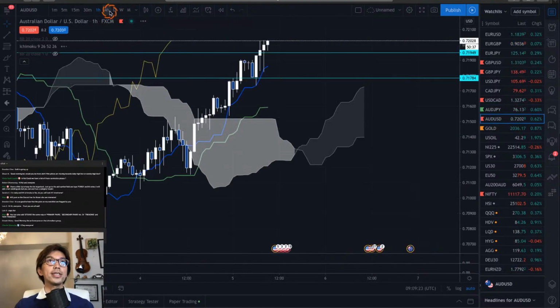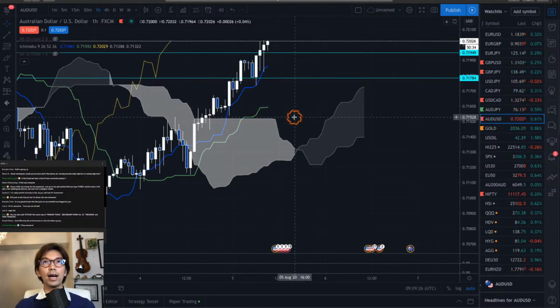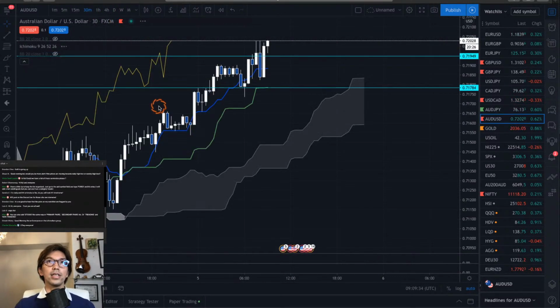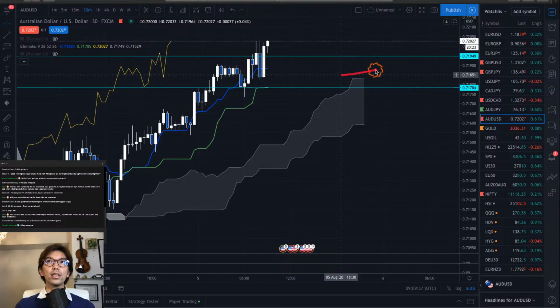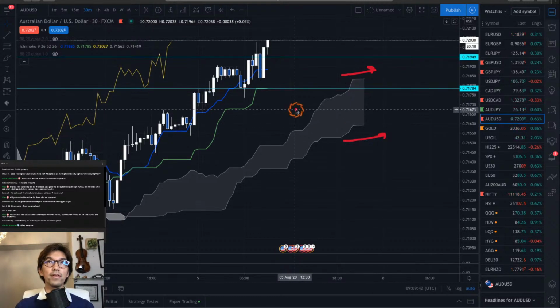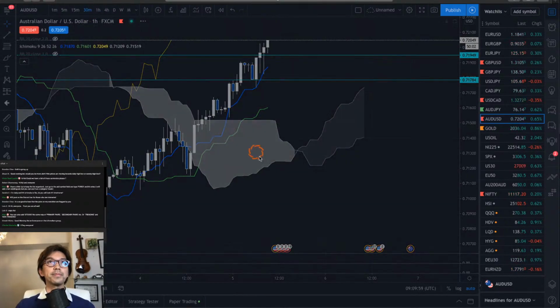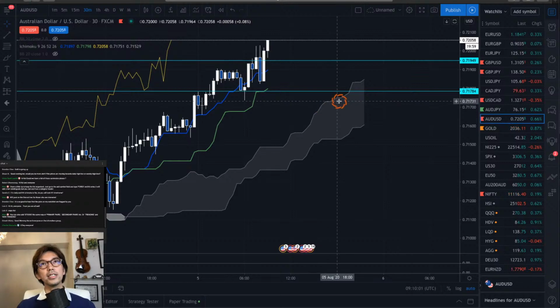So AUD USD 1 hour, Kijun Sen slightly moving up, and Senko span A is up also. So 1 hour is a beautiful uptrend, and the 30-minute chart also, I think Senko span A is slightly moving up, B is also slightly moving up, and Kijun Sen gradually moving up right now because the price just broke the recent high. So I compared the Kumo shape, and 1 hour is thicker than 30. Well, actually this is about the same.